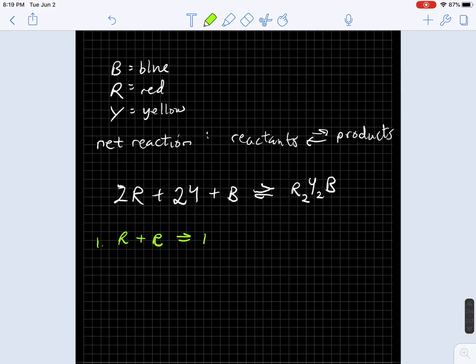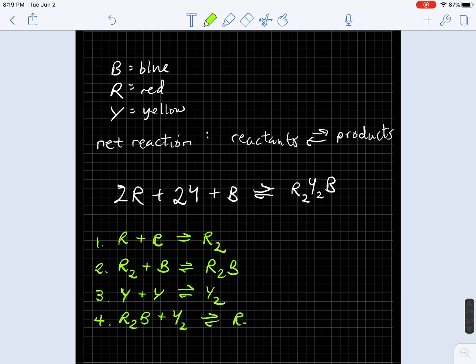Now, the mechanism for this, the step-by-step process might be, well, in the first step, an atom of R and an atom of R come together and make a molecule of diatomic R. And then maybe in the second step, that product reacts with blue and gives us R2B. And then in the third step, maybe an atom of Y comes together with an atom of Y, and we get diatomic molecular Y. And then in our final step, we take the product from step 2 and react it with the product in step 3, and we get our overall product.